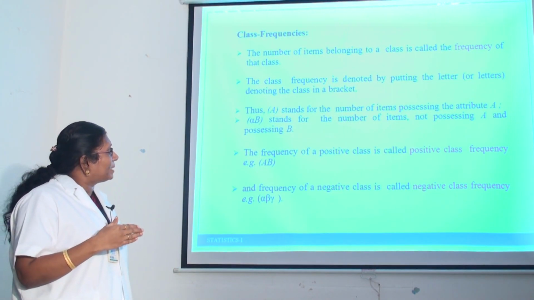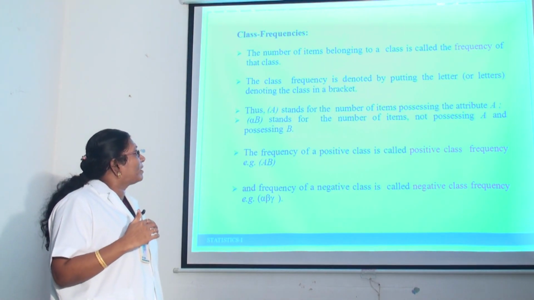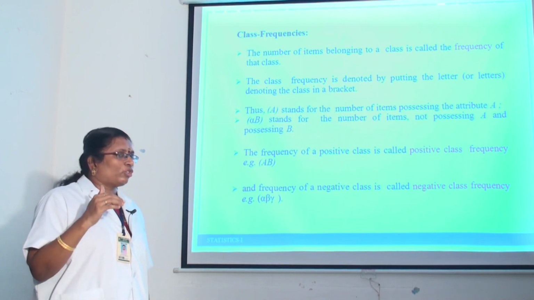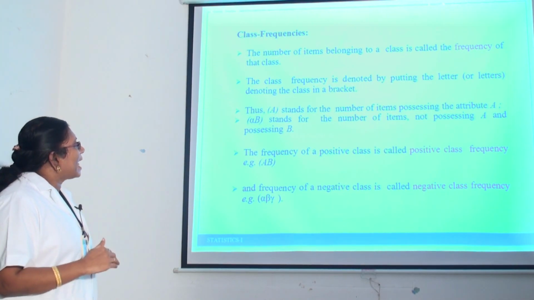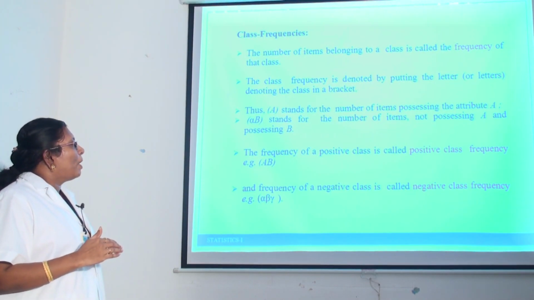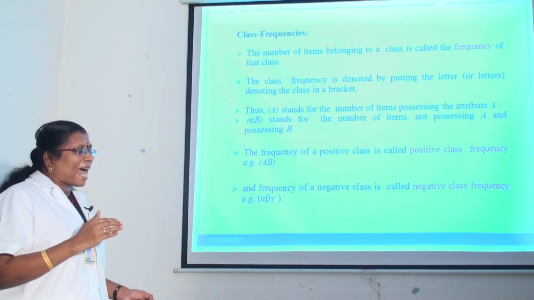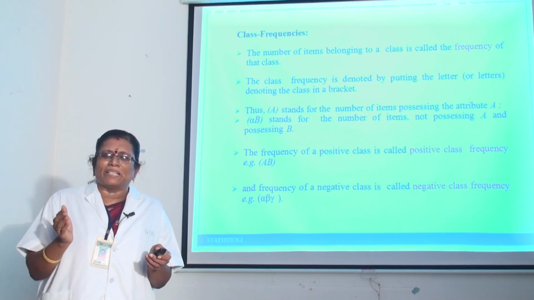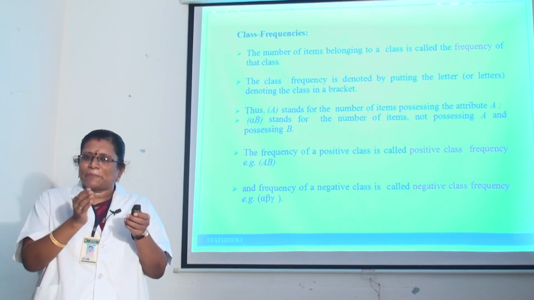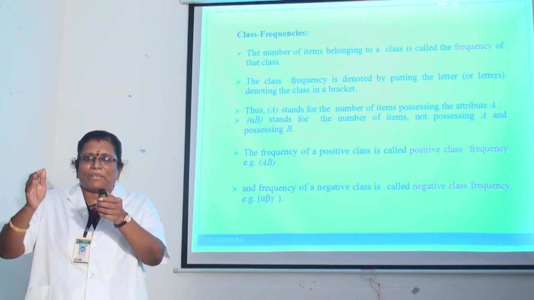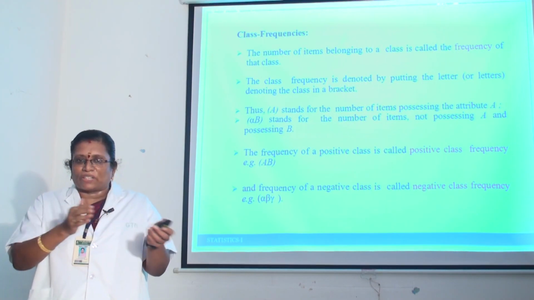The number of items belonging to a class is called the frequency of that class. The number of items, you should remember that. The class frequency is denoted by putting the letter or letters denoting the class in a bracket. The meaning is, there is a difference between simply writing a capital A and writing a capital A between the brackets. Okay, there is a difference.